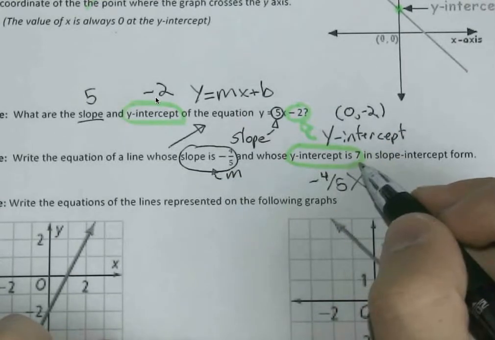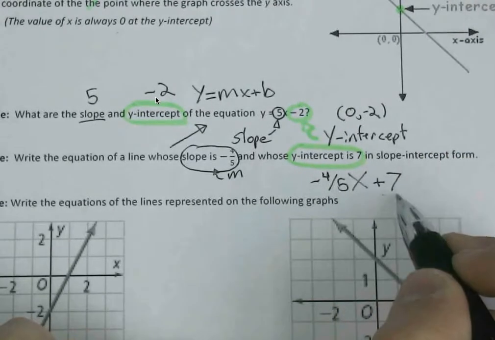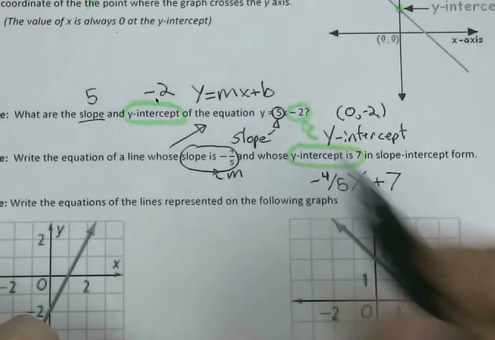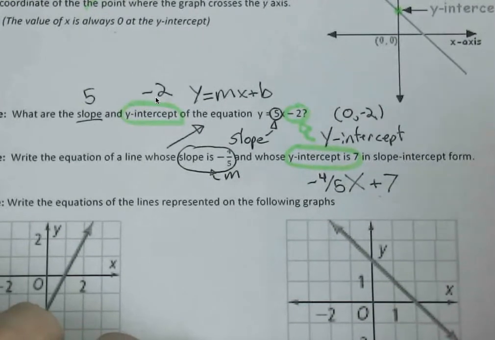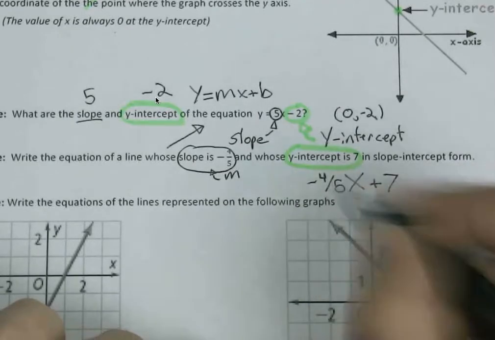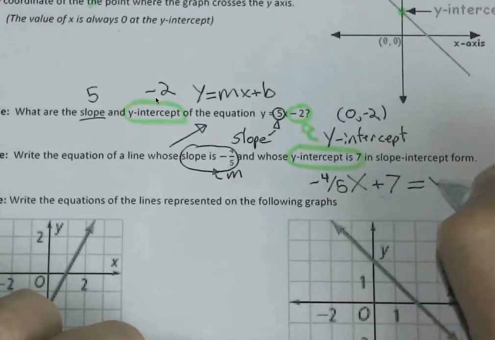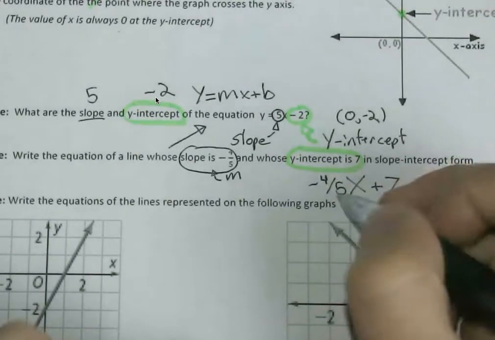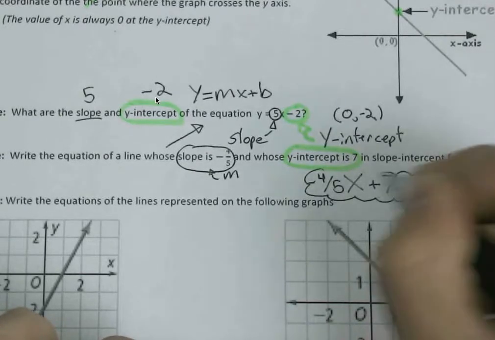Y-intercept is positive 7, so let's just add on 7. What's missing, however, from the general form in this answer? What does this have to be equal to? You should be saying y. Because if we don't have this equal to y, then we can't really graph it. So make it a habit to set this equation equal to y.